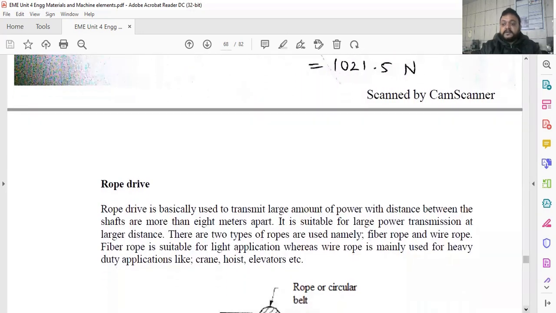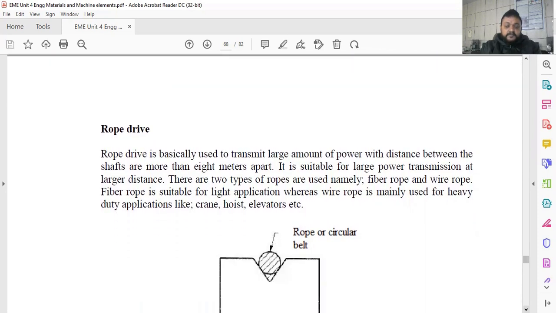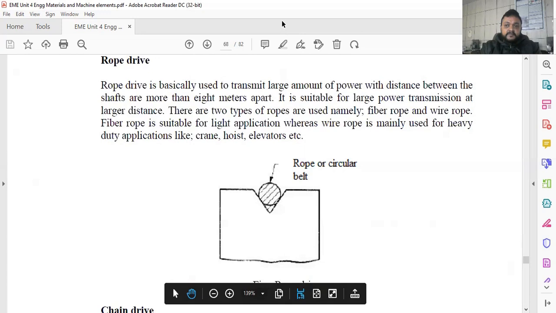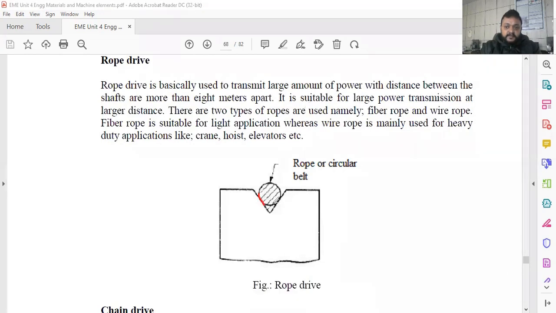So this is about the fundamentals of the belt drive. Clear? Now, the rope drive. In the rope drive, it is similar to the V belt drive. Instead of a V belt, we are using a rope, and you can see here in this figure the sides are in contact with the pulley drum.